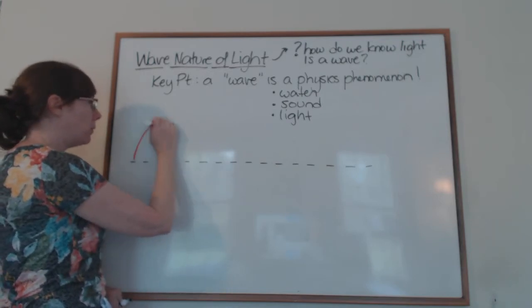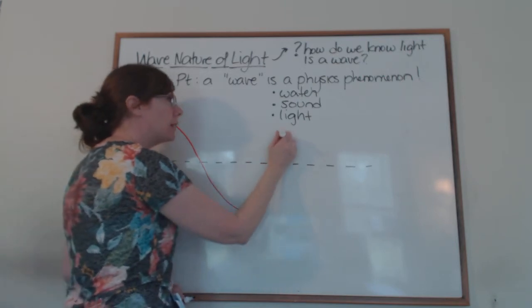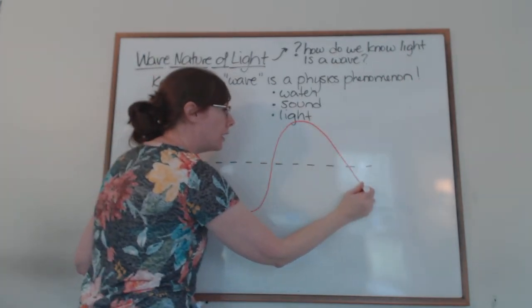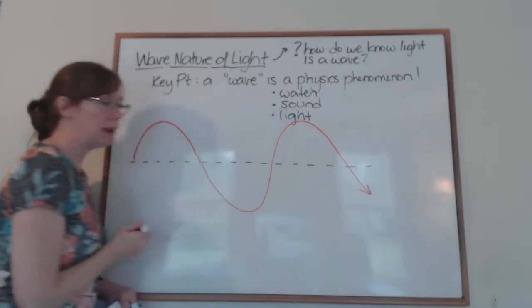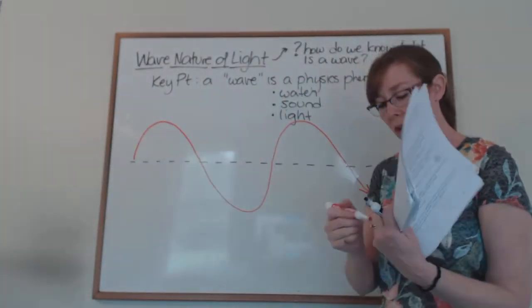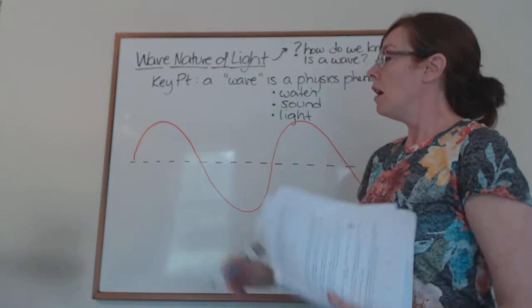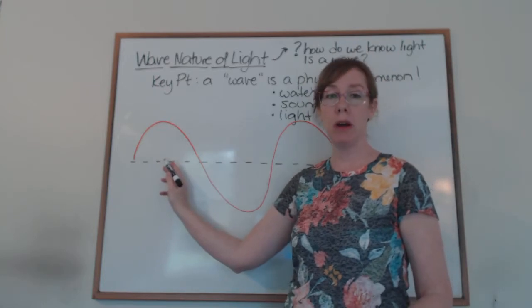So when you draw a wave, you want to go up, and then when you go down, try to make it the same kind of height. And then we'll just end right there. That's a pretty decent wave. All right, so when it comes to a wave, you can label certain parts of a wave. We'll start with this part here of the wave.